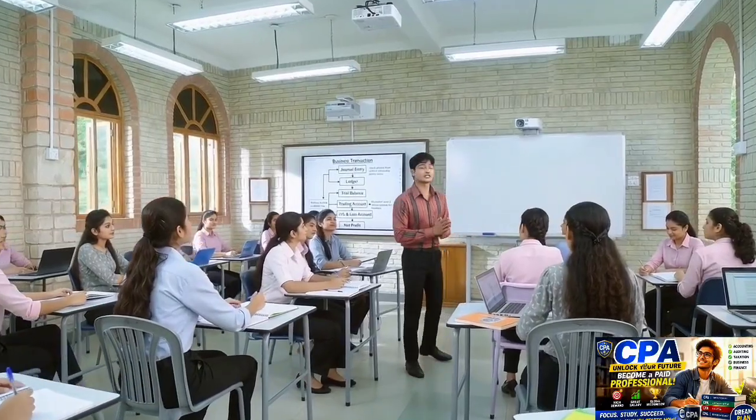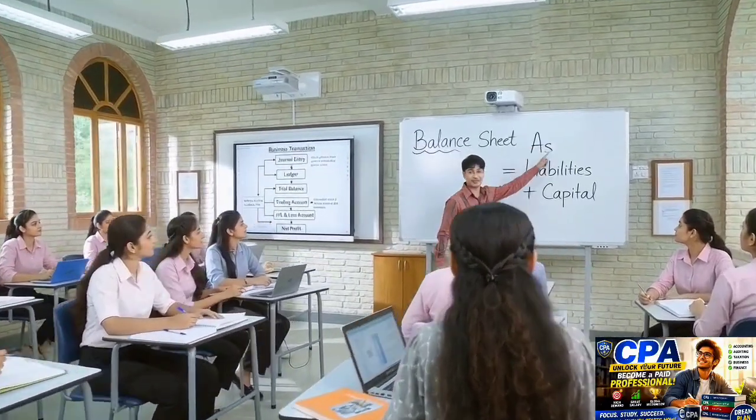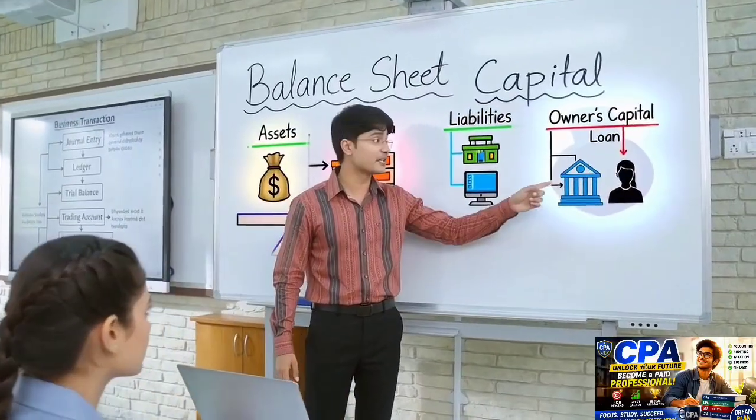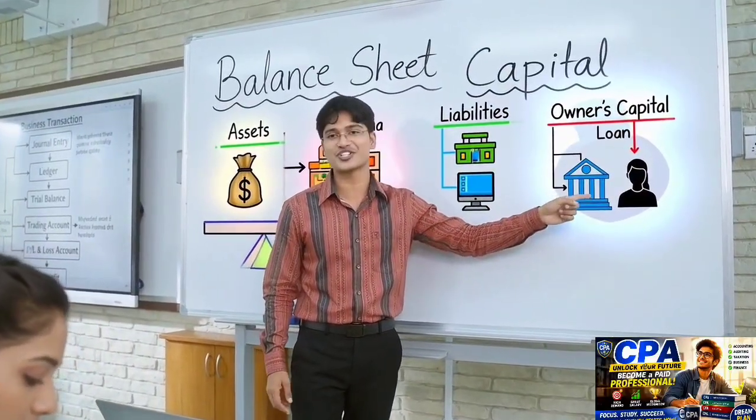The balance sheet equation is assets equals liabilities plus capital. Let me write that down. Assets are what the company owns, like cash and equipment. Liabilities are what it owes, and capital is the owner's share.